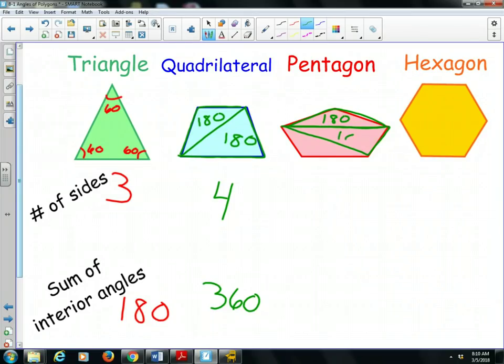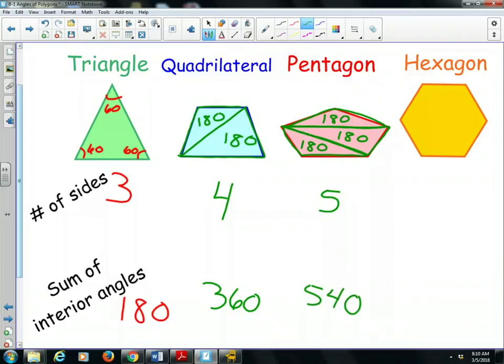This triangle has 180 degrees. And here is this triangle, and it has 180 degrees. So a pentagon has 5 sides, and the sum of the interior angles is 180 plus 180 plus 180, or 180 times 3, which is 540.